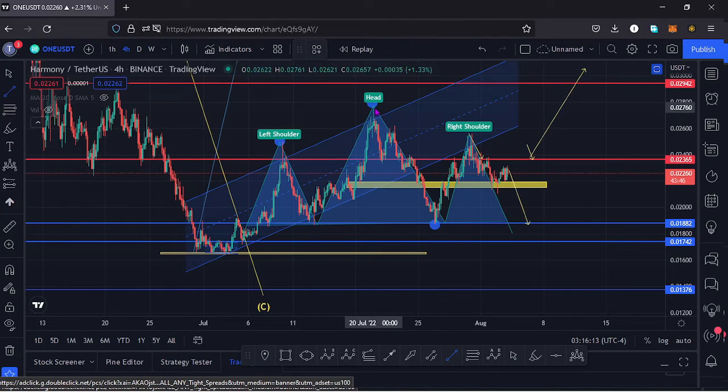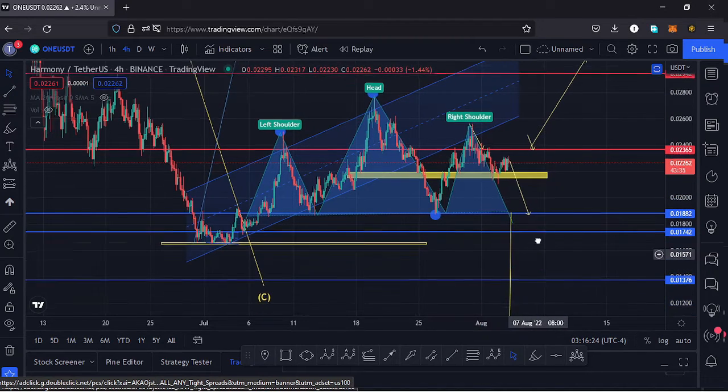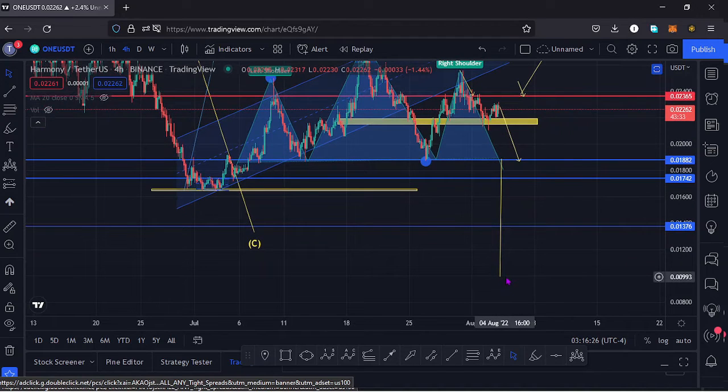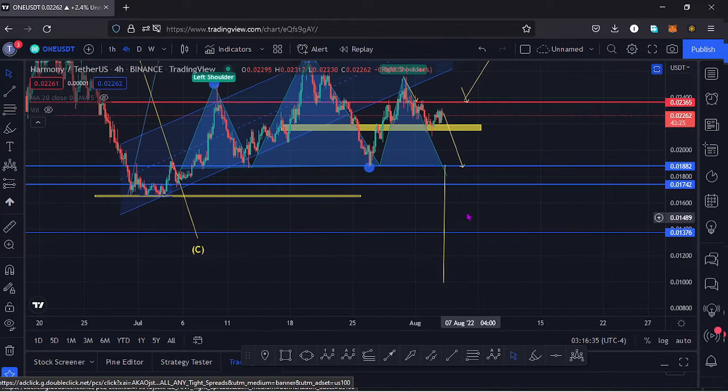So if I use a trend line to get the height to the neckline, then take this height and place it at this area where it's possible that we might see that breakout. That gives us the target area for that breakout of that chart pattern to around the $0.01 mark, and that would be the worst case scenario for Harmony 1.